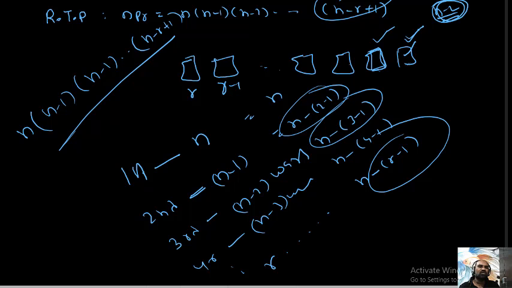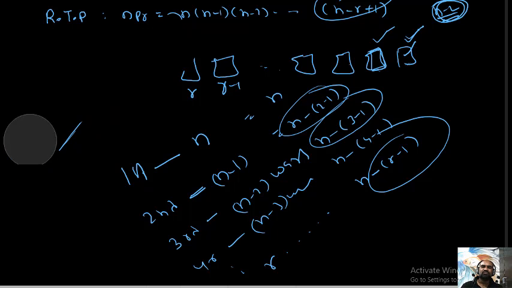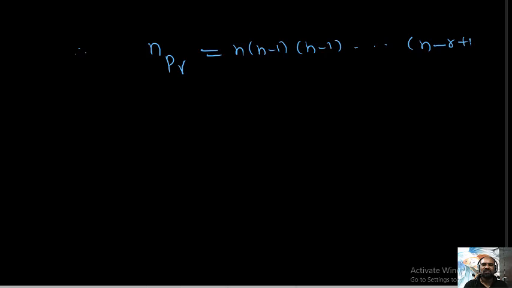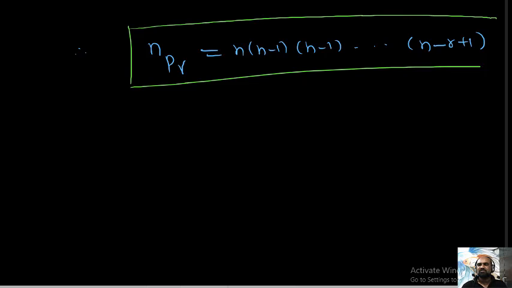So from the product rule, you can fill all those n elements in these R blanks in how many ways? Means I can say n into n minus 1 into n minus 2 and so on, n minus r plus 1 ways. So hence the theorem. Okay, final conclusion, listen. Therefore NPR is nothing but n into n minus 1 into n minus 2 and so on, n minus r plus 1. That's all. You need to remember this.